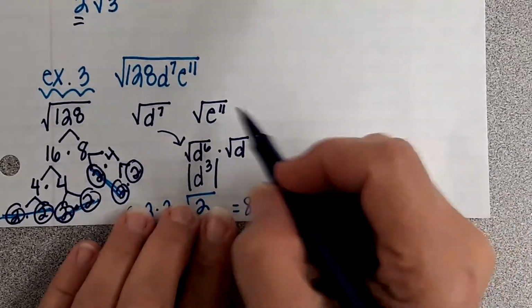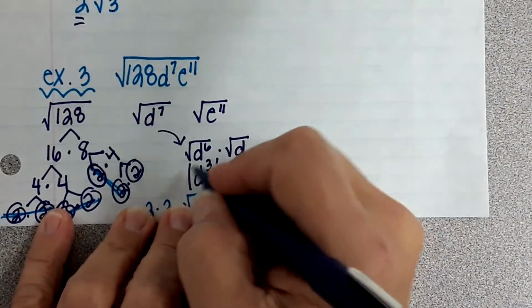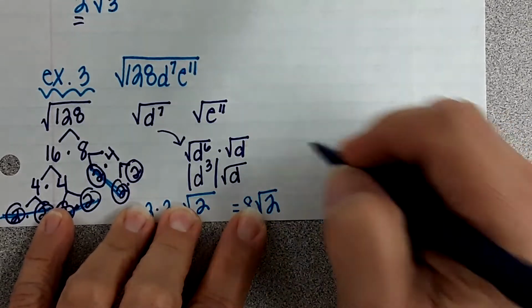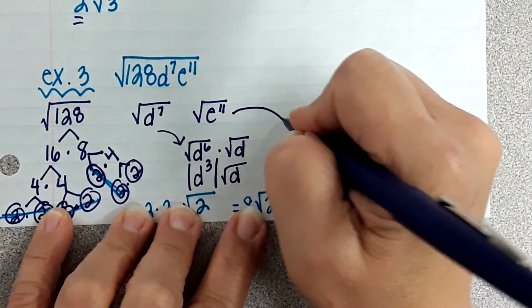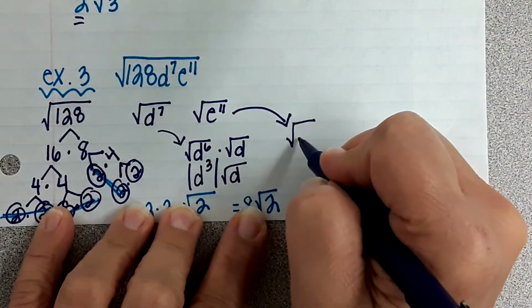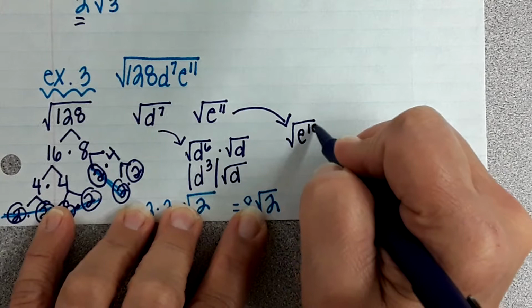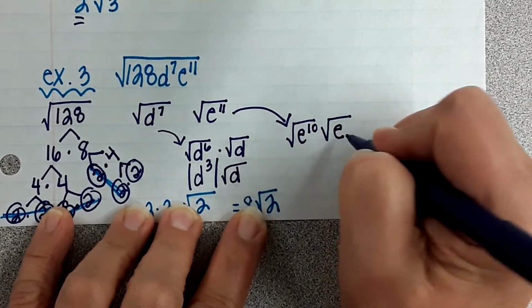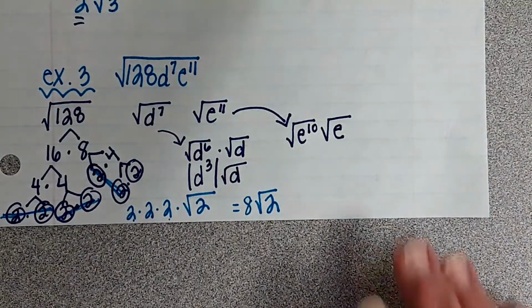Okay, now let's do e to the 11th. So that, you guys, would be the absolute value of d to the 3rd, times d. I'm sorry, I don't know why I crammed this in. Okay, now what does this become? Square root of e to the 10th times the square root of e.